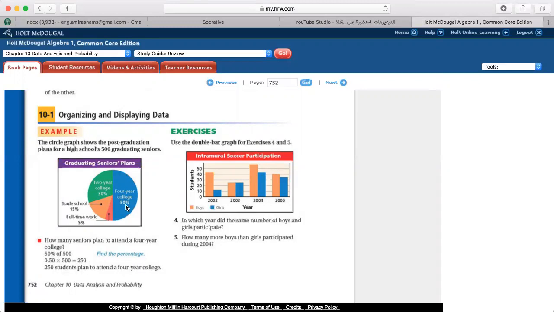By the way, if you change this to decimal and multiply it by the whole number, you know the number for the 4-year college. If you change the 30% you know the number for the 2-year college, if you change 15% you know the trade school, and if you change the 5% you know the full-time work. If you add all the numbers together, they must give you 500. Okay, girls?